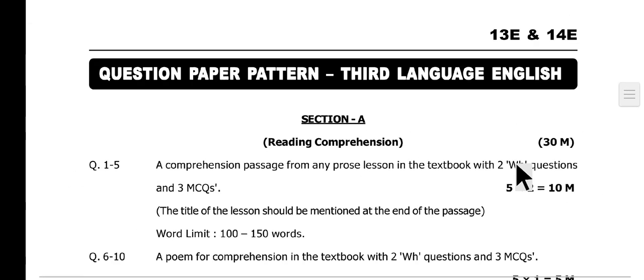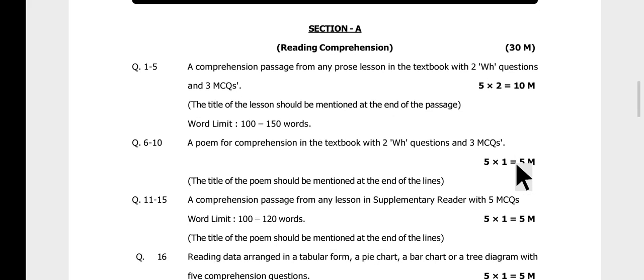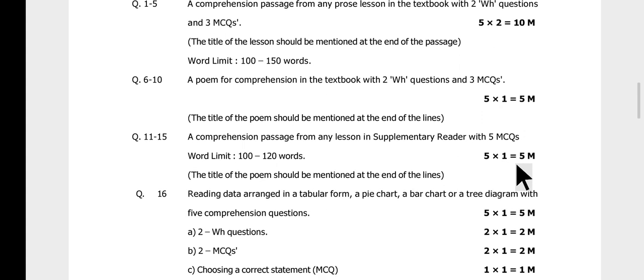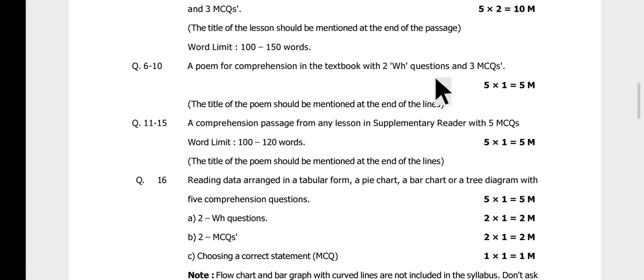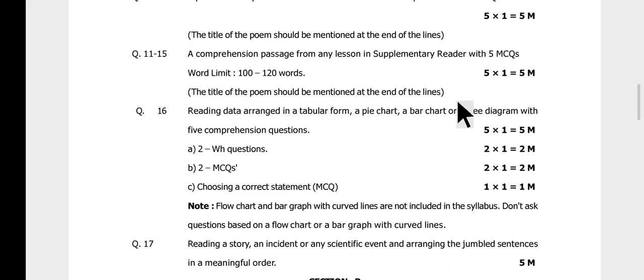Now we will be looking at the detailed question paper pattern regarding English language. Question numbers 1 to 5, we will be having a comprehension passage from a prose lesson along with two WH questions and 3 MCQs, followed by question numbers 6 to 10, a poem for comprehension with 2 WH questions and 3 MCQs. Question numbers 11 to 15, a comprehension passage from any lesson in the supplementary reader with 5 MCQs, followed by reading data arranged in a tabular form, pie chart or bar chart, which will have 2 WH questions and 2 MCQs and choosing one correct statement. So this is the pattern.